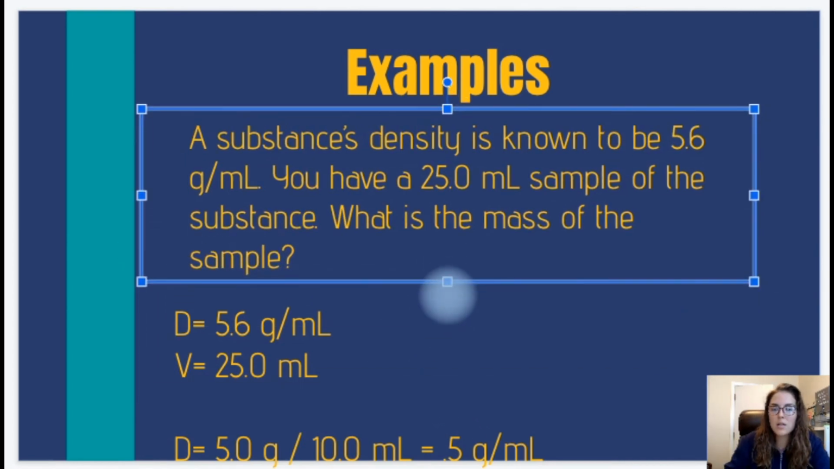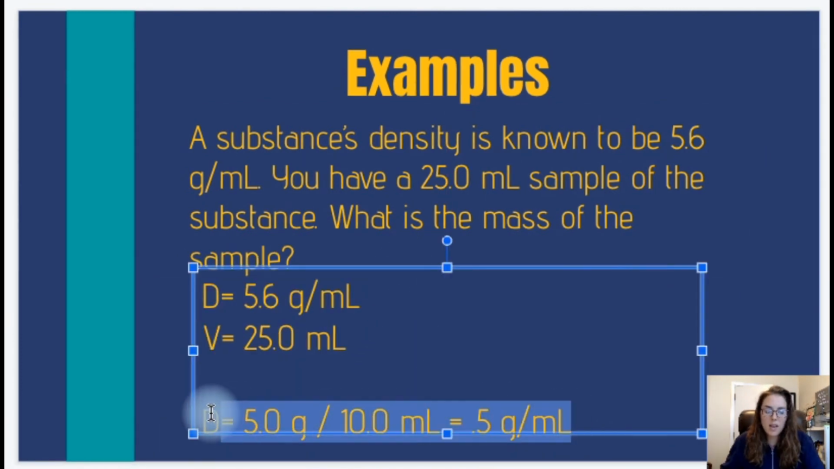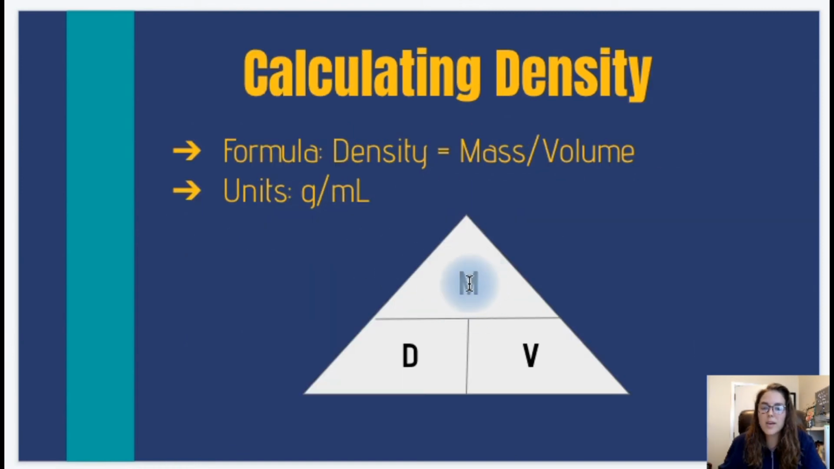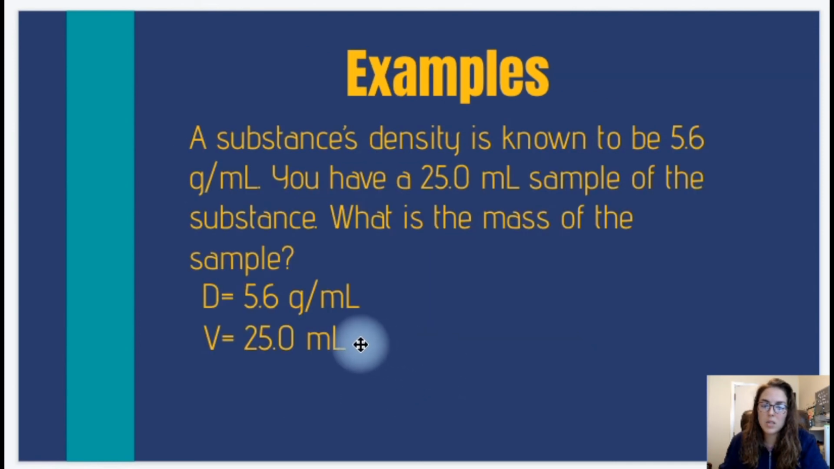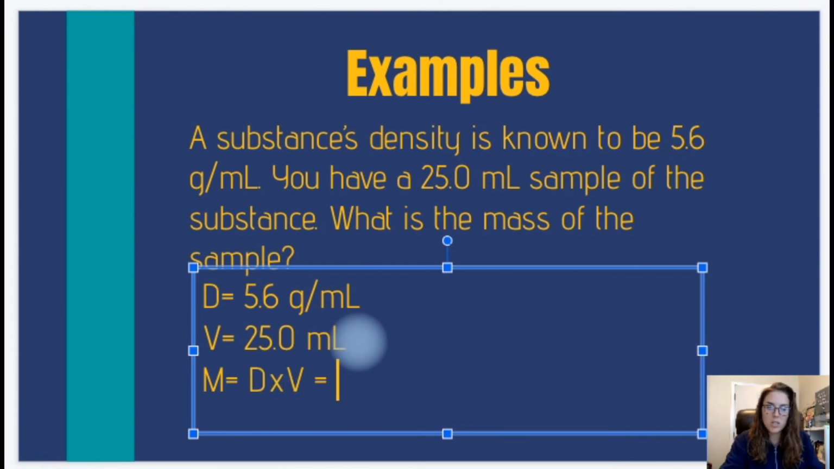All right, so let's figure out what is our equation for this. So I have density and I have volume. So in this case, if I go back to my triangle, I'm trying to find mass, right? So I cover up the thing I'm trying to find. And then I have density and volume left. They're next to each other, so I'm going to multiply them. So in this case, my equation is mass equals density times volume, which is 5.6 grams per milliliter times 25 milliliters.